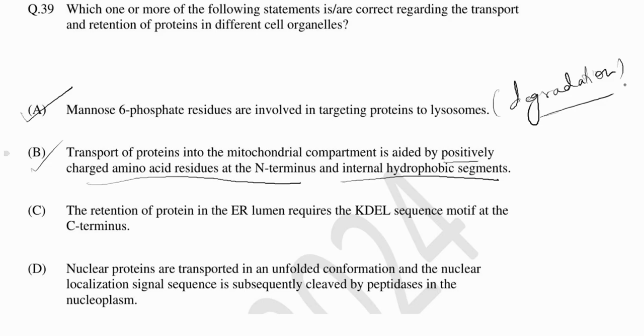And the retention of protein in the ER lumen requires the KDEL sequence motif at the C-terminus. This particular KDEL sequence motif, I have seen this in many competitive exams which is being tested, and hence I would request all the viewers to have this particular fact in their mind. And nuclear proteins are transported in an unfolded conformation, and the nuclear localization signal sequence is subsequently cleaved by peptidases in the nucleoplasm. This is a wrong statement. So if you properly read about how the proteins are packaged and transported to different cell organelles, then the correct options are A, B, and C.